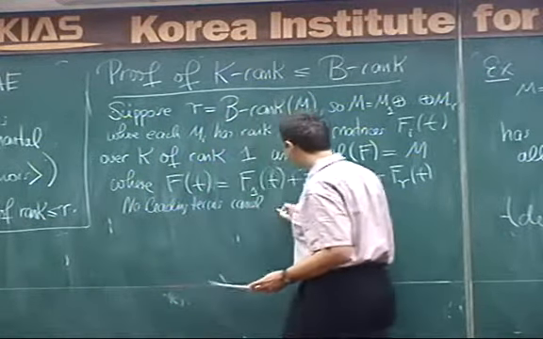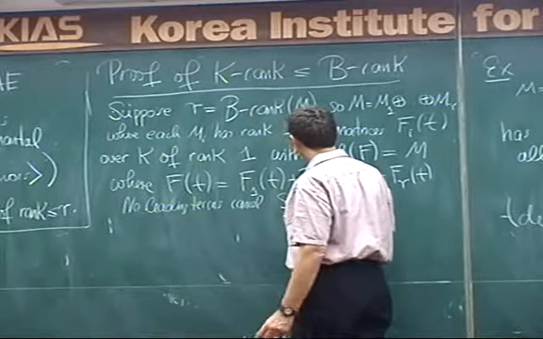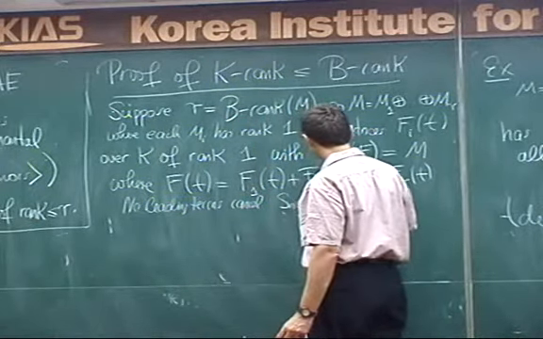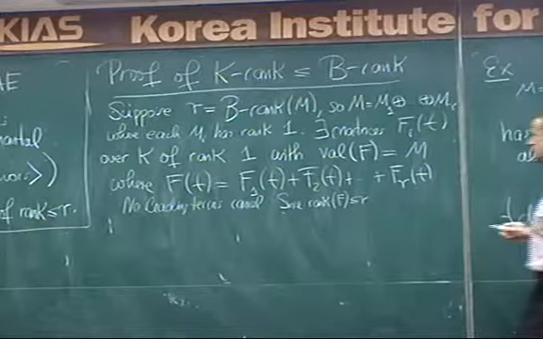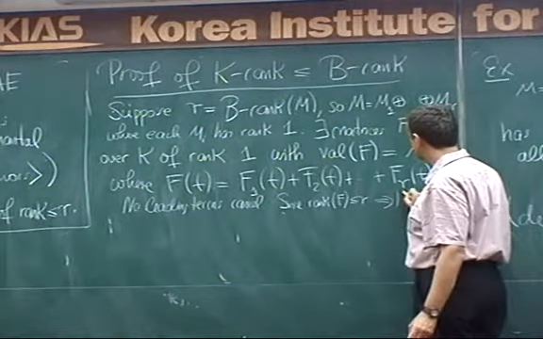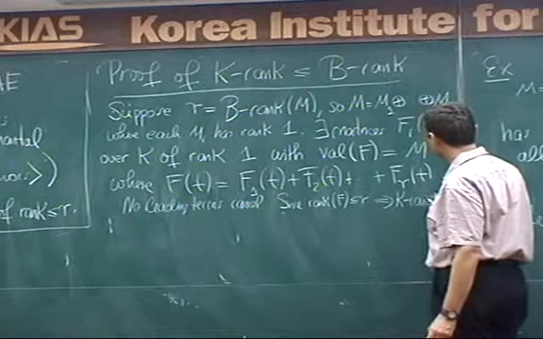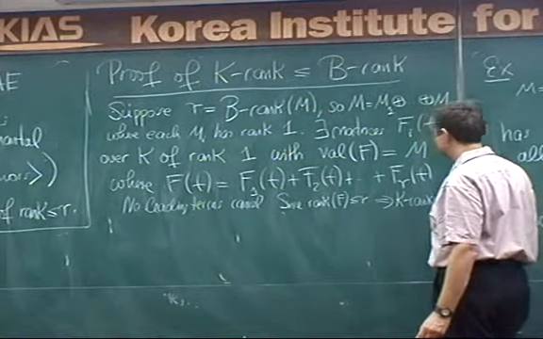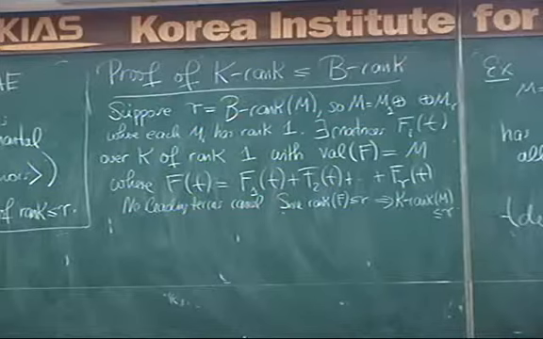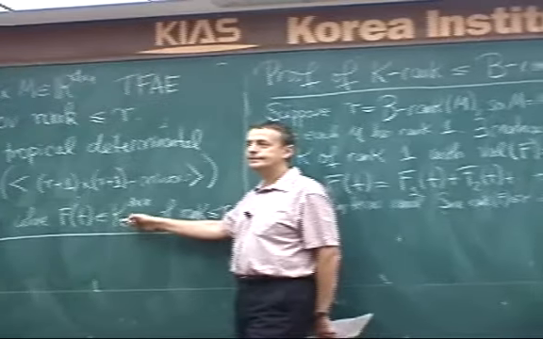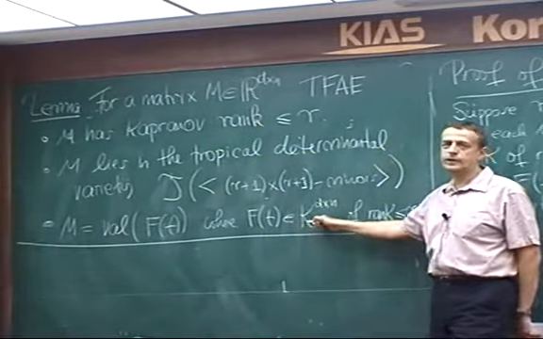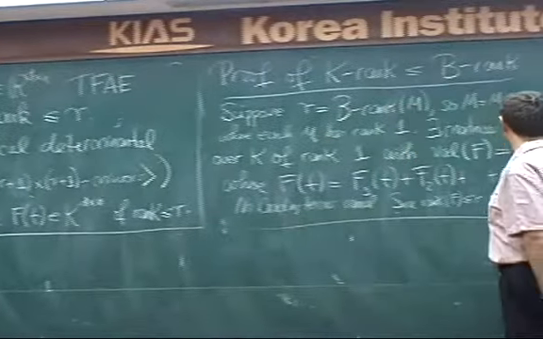But F is a classical matrix, right? So since the rank of F is at most R, I've written it as a sum of rank 1 matrices, so the rank is at most R. It follows that the Kapranov rank of M is at most R. And that's exactly what I wanted to show. To show that the Kapranov rank is at most R, according to this lemma, I need to exhibit a matrix upstairs with the correct valuation of rank at most R. So that's the proof of this inequality.